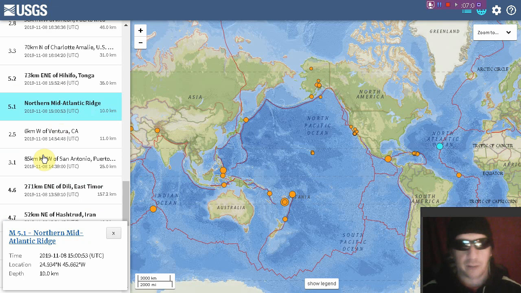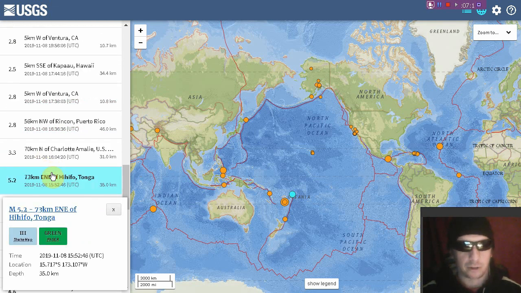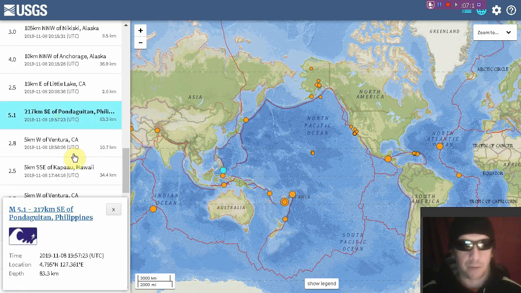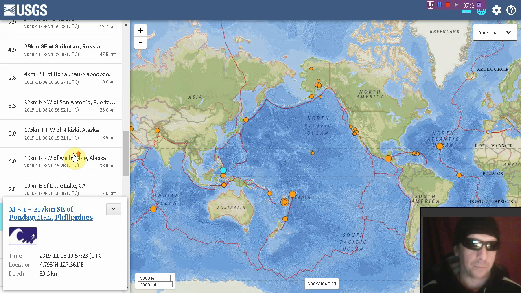Next we see a 5.1 in the middle of the Atlantic Ocean at the Mid-Atlantic Ridge. A 5.2 at Tonga is next. That one coming in at 1552 UT yesterday. Here's a 5.1 at the Philippines. Major uptick at the Philippines.